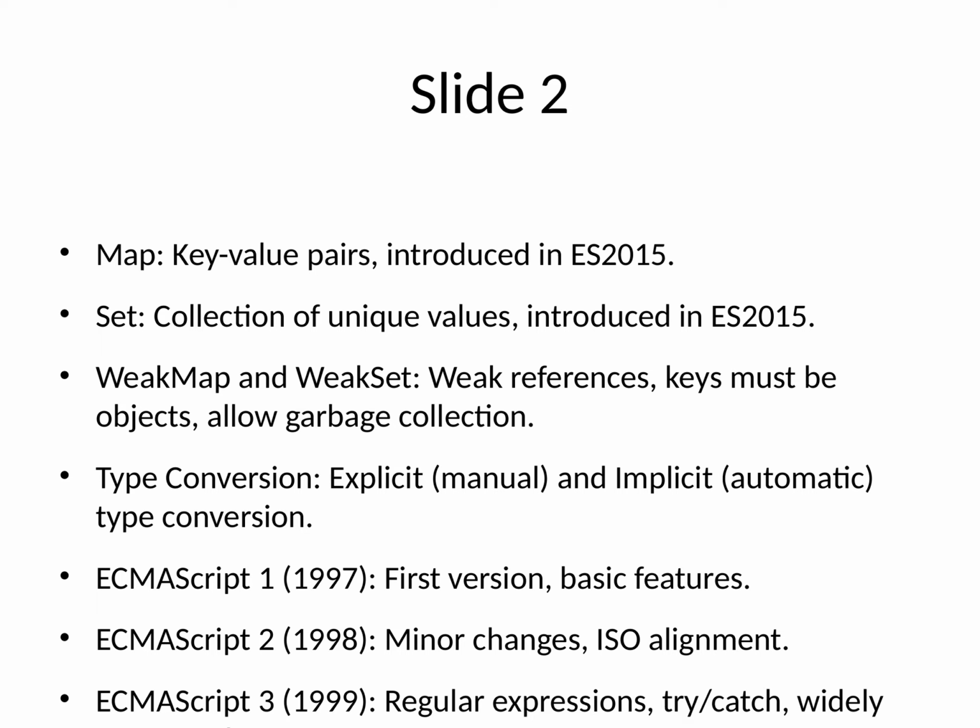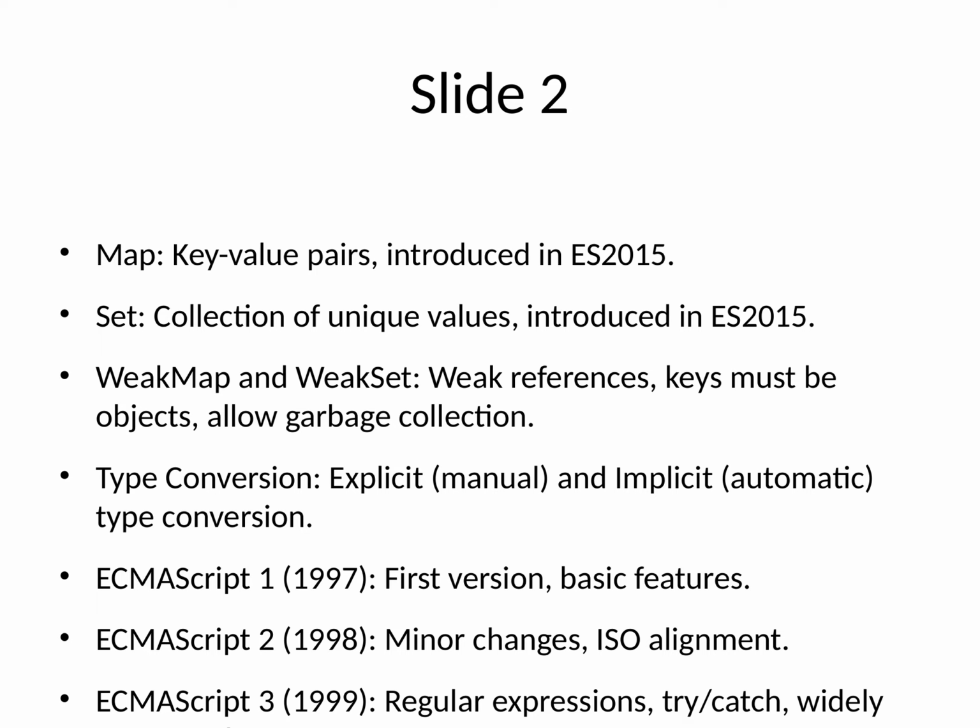In 2009, ECMAScript 5 introduced significant features like strict mode, JSON support, array methods such as forEach, map, and filter, and object methods like Object.create and Object.defineProperty. It also added getter and setter accessors. ECMAScript 5.1, released in 2011, made editorial changes and aligned further with the ISO standard.